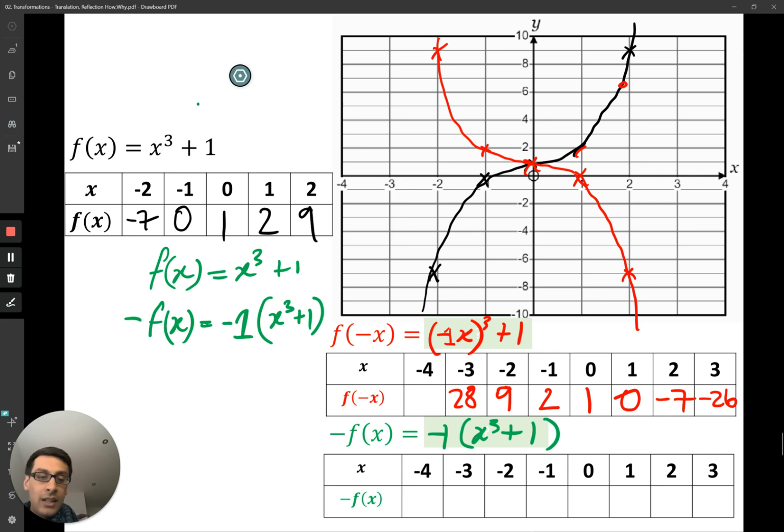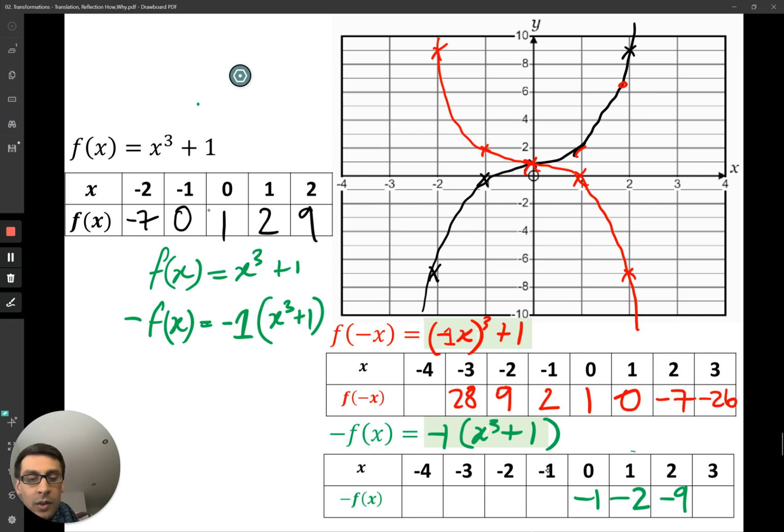So in this case, we'll plot some points here. So x cubed plus 1. Let's try 0 first because it's just nice and easy. So 0 cubed plus 1 is 1. 1 times negative 1 is negative 1. If x is 1, then it's going to be 1 cubed plus 1 is 2. 2 times negative 1 is negative 2. If we're going to put 2 in there, so 2 cubed is 8, plus 1 is 9, times negative 1 is going to be negative 9.